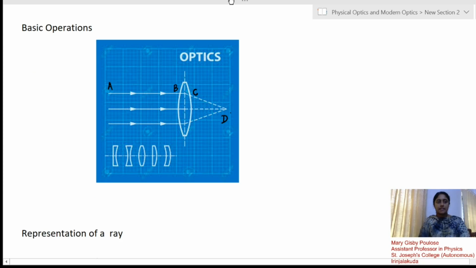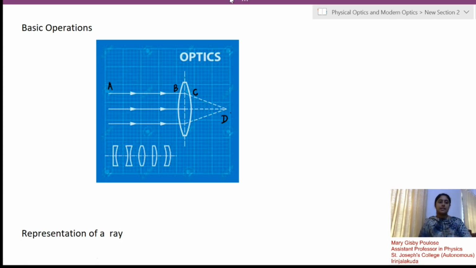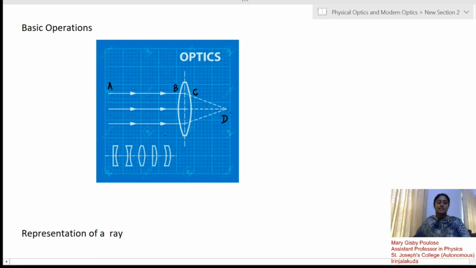First, see what the basic operations are that light undergoes. Here in this figure, you can see that light is falling upon a double convex lens and it refracts through it. Here, when light travels from point A to B, it undergoes translation. Now at point B, that is the surface of the double convex lens, it undergoes refraction.